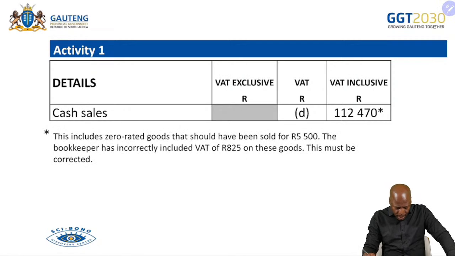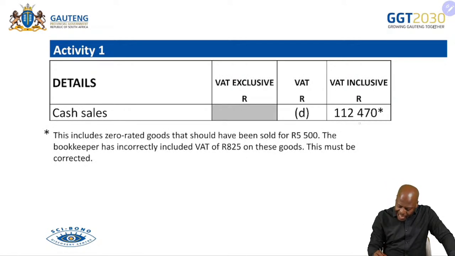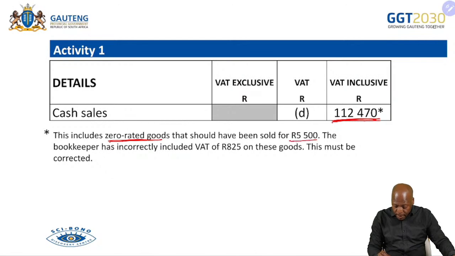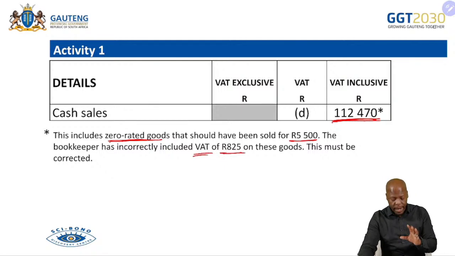There it is. It says, in this 112,470, in this amount, it includes zero rated goods. In that amount, there are zero rated goods that should have been sold for 5,500. The bookkeeper has incorrectly included 825. 825 is the VAT. So the bookkeeper made a mistake here. The bookkeeper has included 5,500 rands worth of goods.